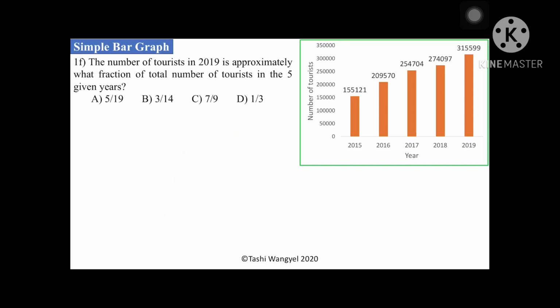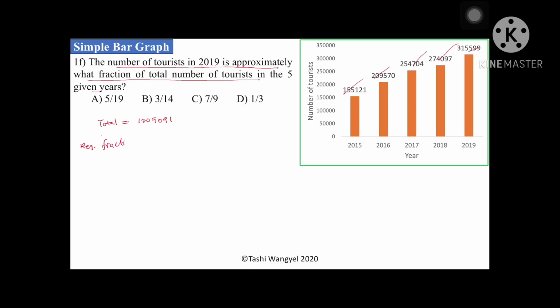The 130.79%. Part F: the number of tourists in 2019 is approximately what fraction of the total number of tourists in the 5 given years? What fraction of the total number of tourists in the 5 given years? First, the total number of tourists in 5 given years is 1,209,091 tourists. The 2019 number is 315,599 tourists. The number of tourists in 2019 is approximately what fraction of the total number of tourists in 5 given years.